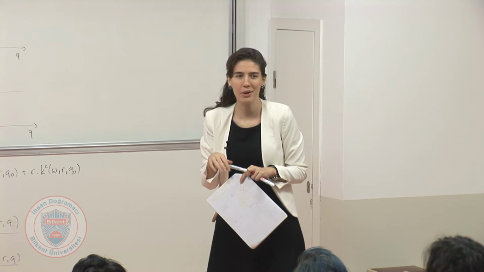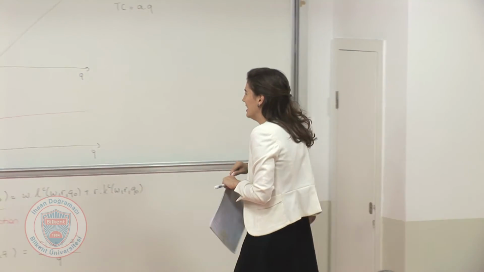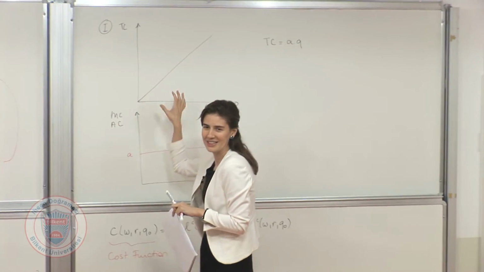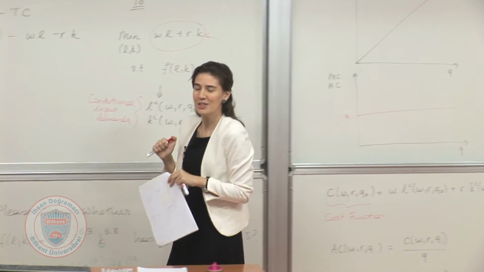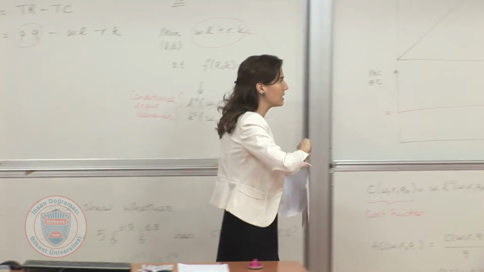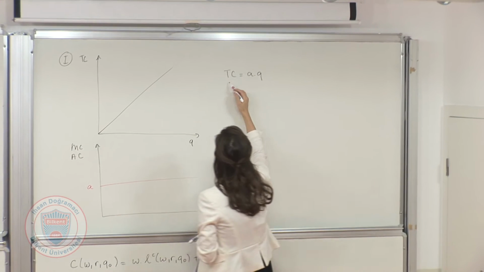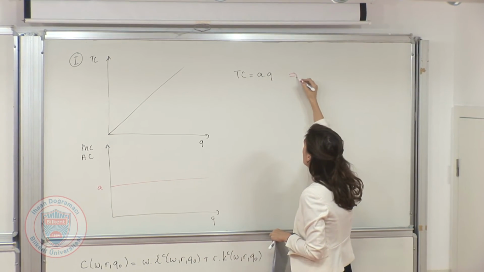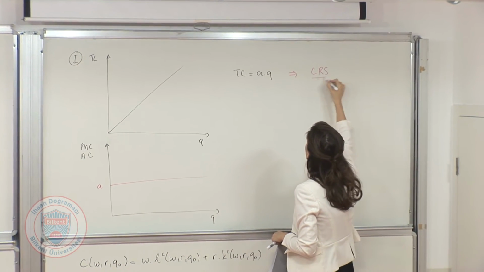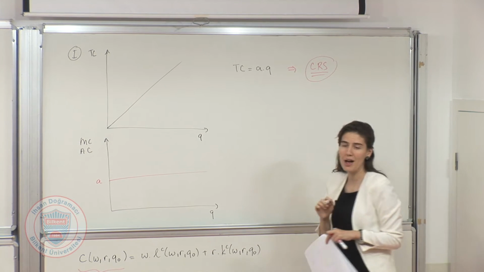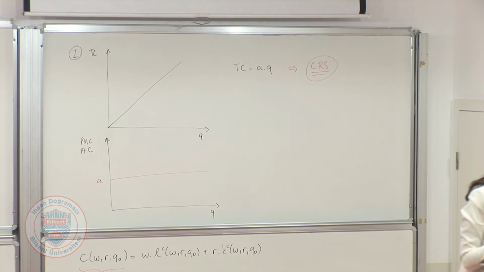So this is coming from constant returns to scale. So we said, remember, constant returns to scale. So this type of a cost function should come from a constant returns to scale production function. Why?